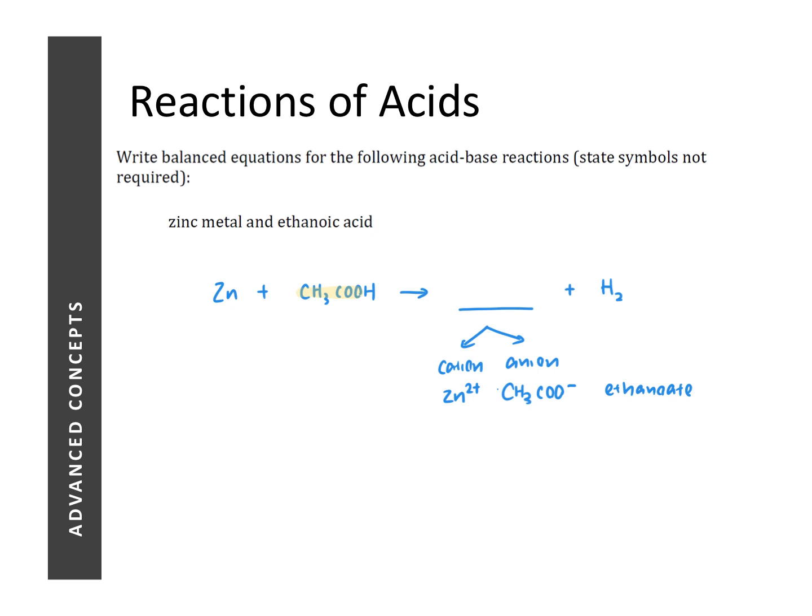Zinc is always 2+. To get the formula of the salt, now we need to use our rules for writing chemical formulas for ionic compounds, which is to make sure that the charges cancel out. In this case, since we are looking at 2+ and minus, we know that by combining them together, the charges do not cancel out, and to ensure that they cancel out, we need to pair one zinc with 2 ethanoate ions. So this is the chemical formula for the salt that is formed.